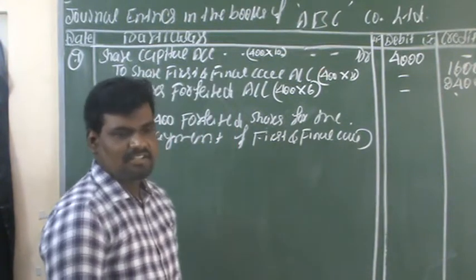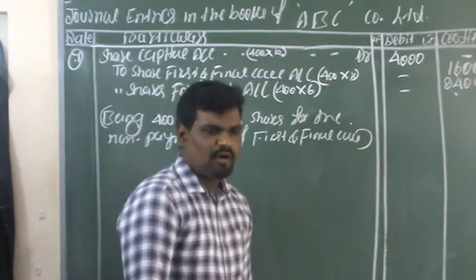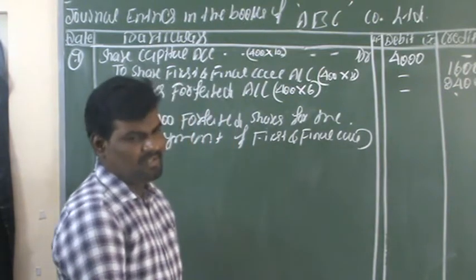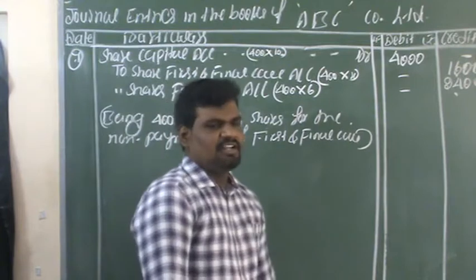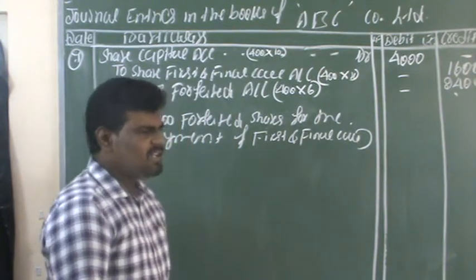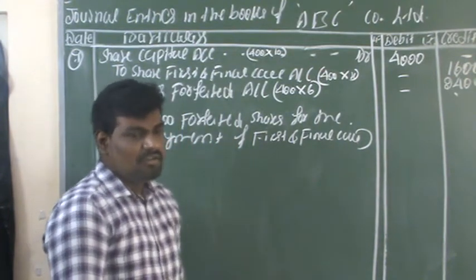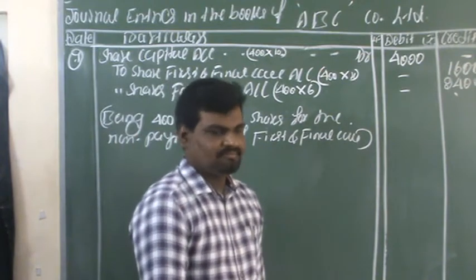The next stage is related to the forfeited shares in the company. The company directors decided to reissue these forfeited shares. Is it right?